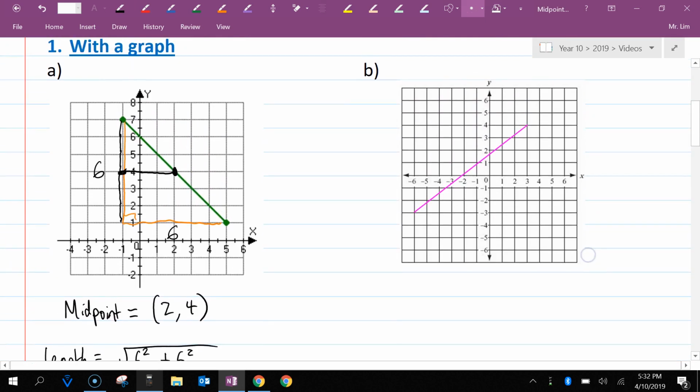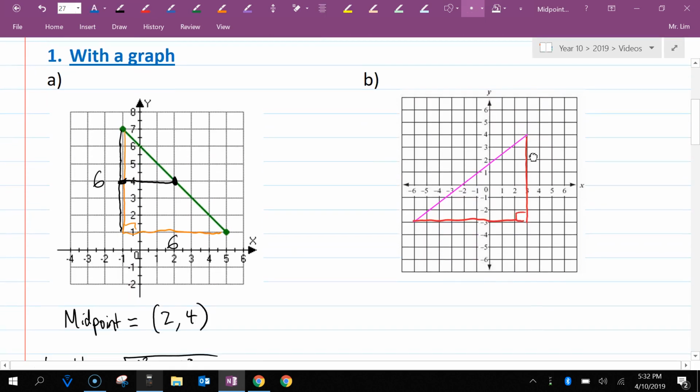Let's have a look at question B. Same thing. We are going to create a right angle triangle. I'm going to pick any of these two sides that I just drew. I'll pick the one going down. So it's 1, 2, 3, 4, 5, 6, 7. So halfway of 7 is 3.5. So 1, 2, 3.5 is here. If I were to go all the way across until I hit the line, that is the midpoint.